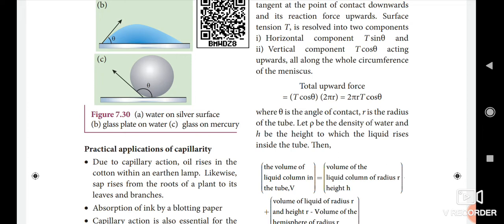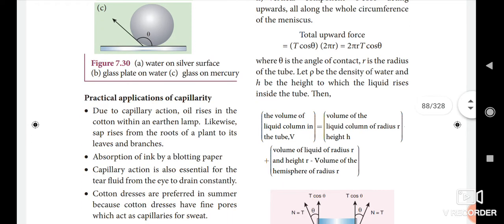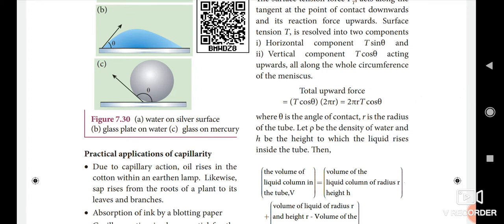Here theta is the angle of contact and r is the radius of the tube. What is the density? Density is denoted by the letter rho. Here the water is there, so we want the density of water, so we put rho. Let rho be the density of water and h be the height to which the liquid rises inside the tube. So this is the total upward force.